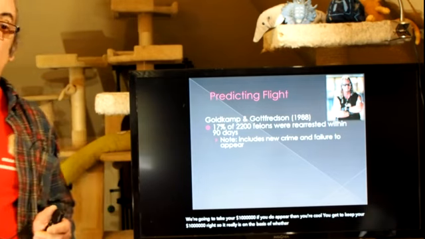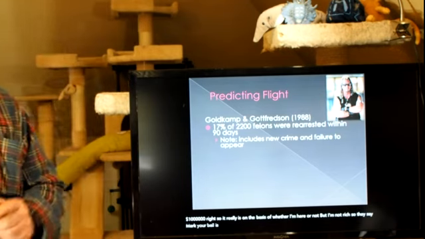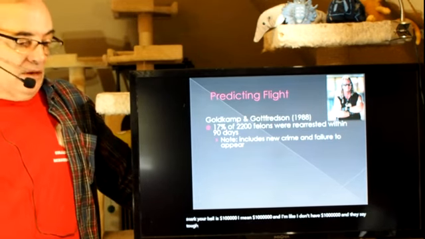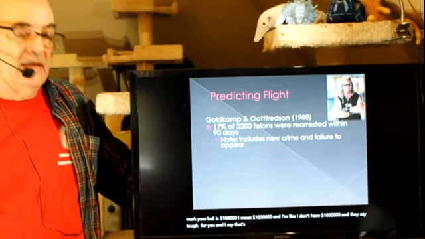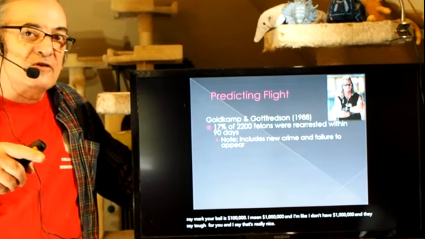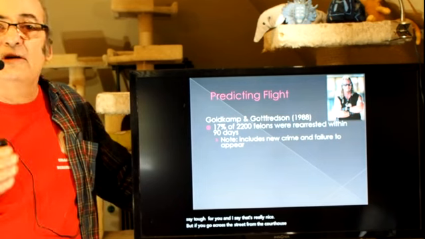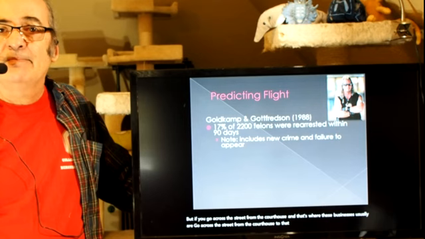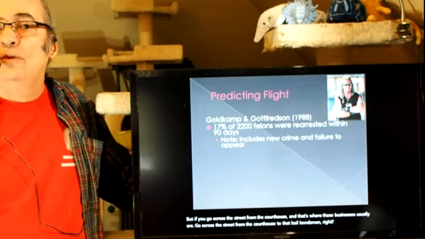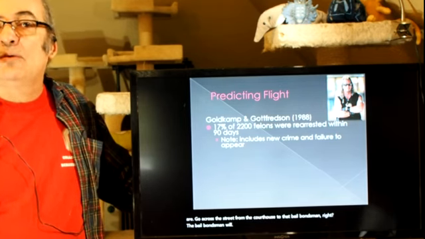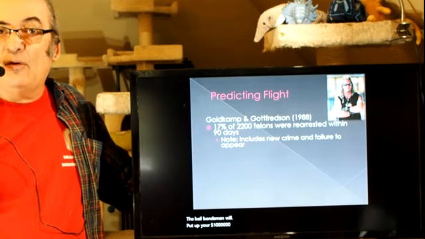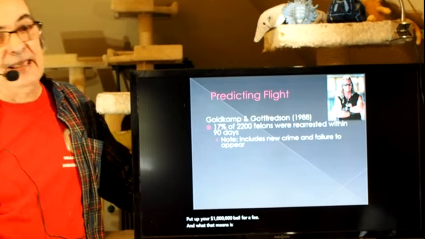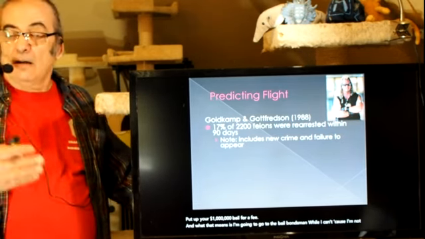But I'm not rich, so they say, Mark, your bail is $1 million, and I'm like, I don't have $1 million, and they say, well, tough for you. But if you go across the street from the courthouse, and that's where these businesses usually are, to that bail bondsman, right? The bail bondsman will put up your $1 million bail for a fee. And what that means is I'm going to go to the bail bondsman. Well, I can't because I'm not out, right? But my people are going to go to the bail bondsman.